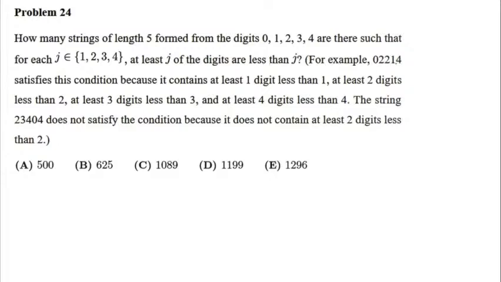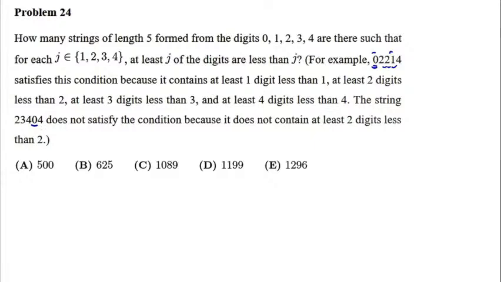For example, it says 0, 2, 2, 1, 4 satisfies this condition because, look, if j is 1, at least one of them should be less than 1: 0. At least two of them should be less than 2: 0, 1. At least three of them should be less than 3, four of them are less than 3, so it is at least 3. And at least four of them less than 4: 1, 2, 2, 0, yes. But it says 2, 3, 4, 0, 4 doesn't satisfy. Why? Because two of them should be less than 2, but only 0 is less than 2, and only one of them is less than 2.